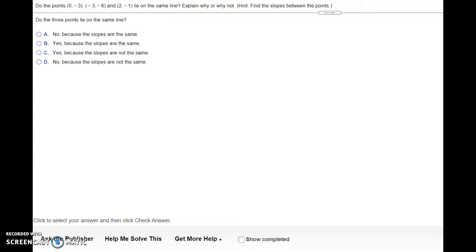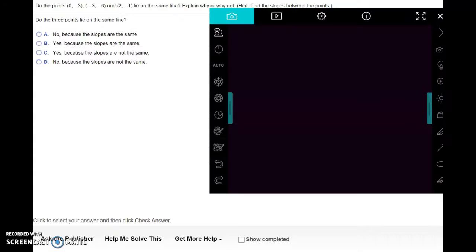So on this problem, we want to figure out if those points are all on the same line. Okay, so let's talk about that. I'm going to switch to my dot cam here. Excuse me. And we'll talk about what slope tells us.